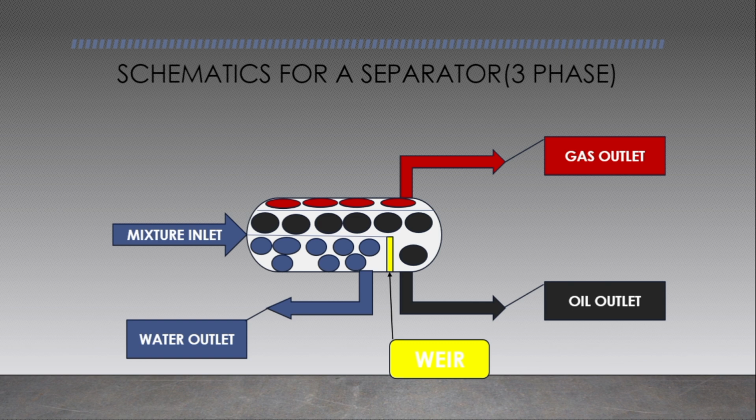So basically, this is what a 3-phase separator looks like. It's equipment used to separate a mixture of gas, oil, and water. So in a scenario where you have crude oil with a mixture of gas, liquids, and water, this is a very good equipment to separate the mixtures.